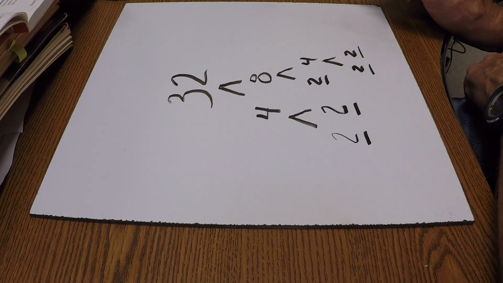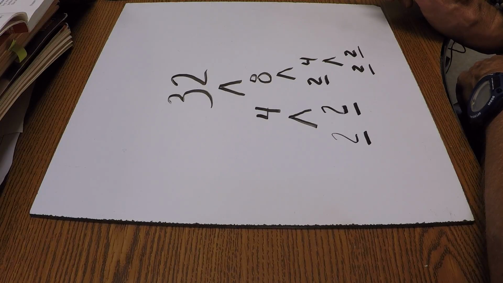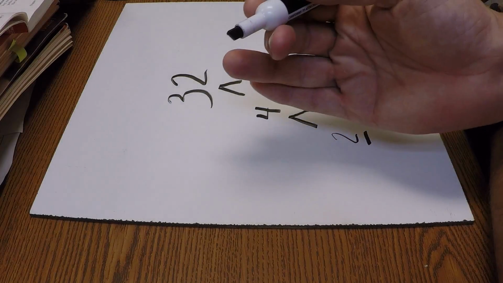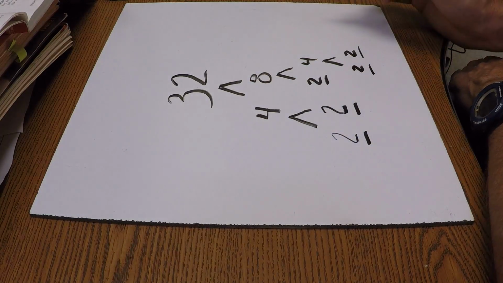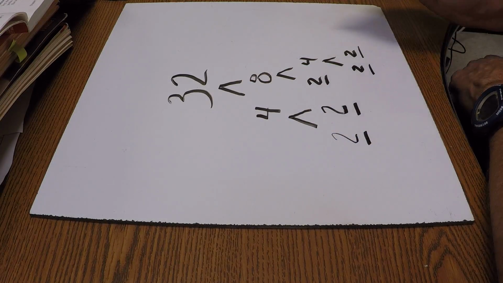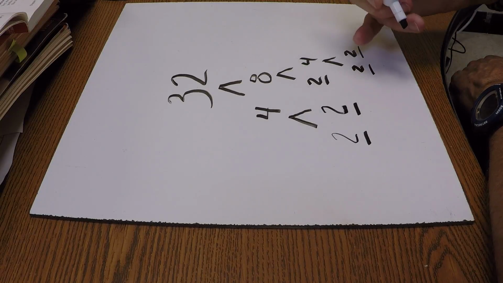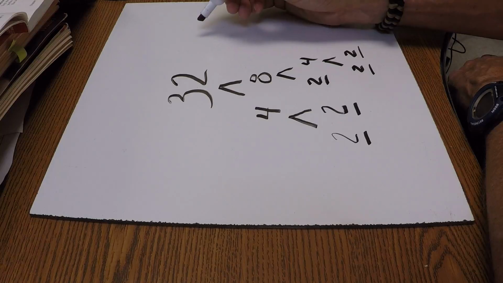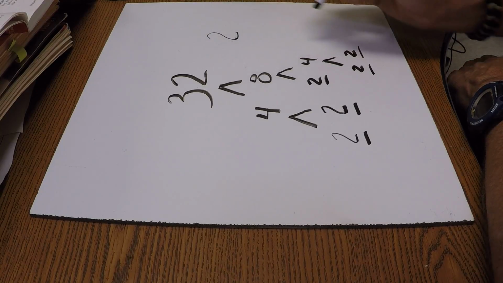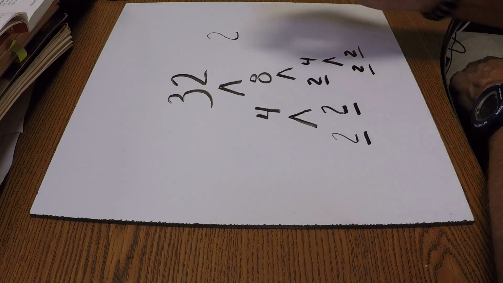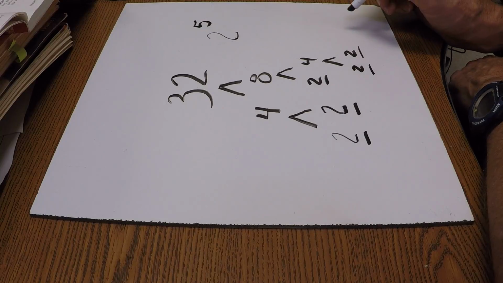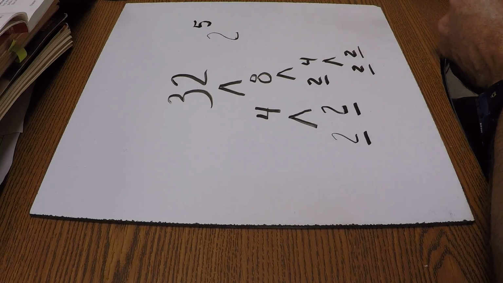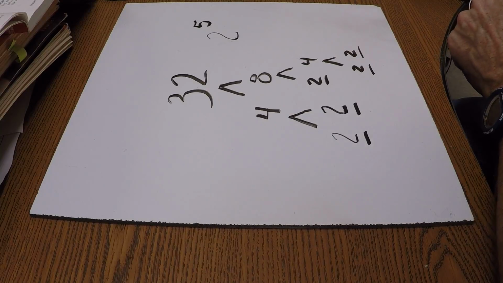Okay, but then when I read the instructions, here's what the instructions say. Write the prime factorization of each number. I did that part. But then it says using exponents. So they want your answer in exponent form. So the base number that we're dealing with is the number 2. How many 2's do we have? 1, 2, 3, 4, 5. Right there. Now I wrote the number in exponent form, and that's what they wanted.